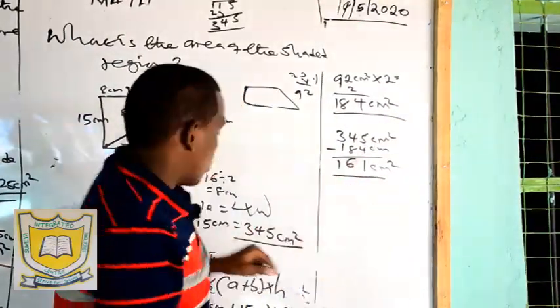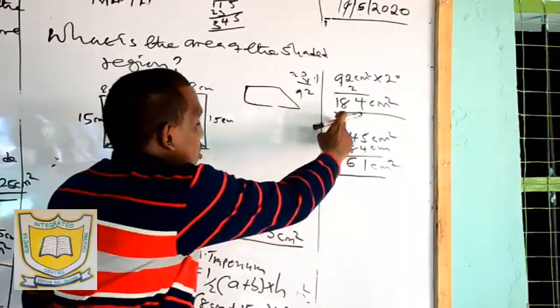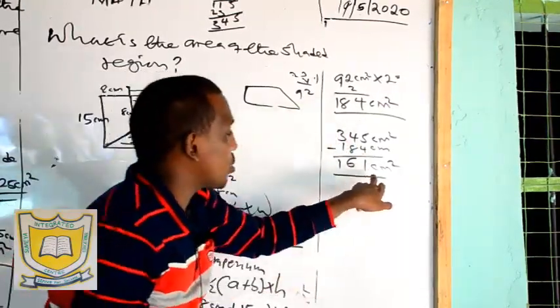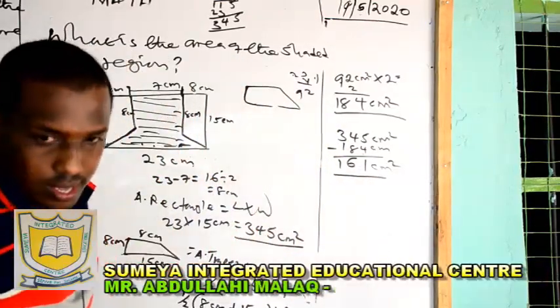Now for the shaded area, you subtract the area of the trapeziums from that of the rectangle. So 345 minus 184, you get 161 centimeter squared. That's how we get the area of the shaded part.